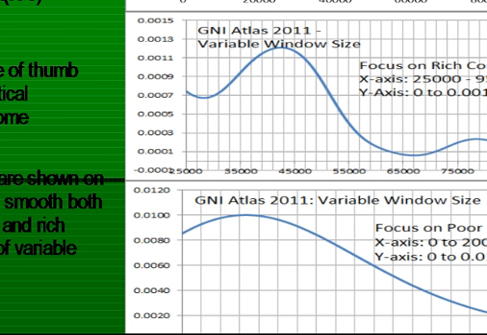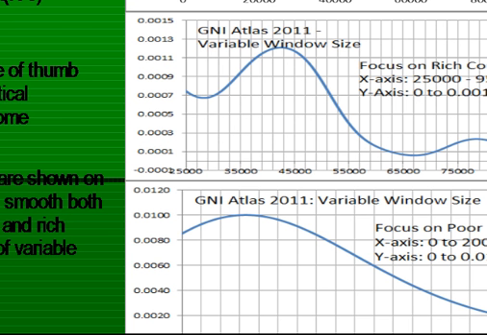So the top graph goes from 0 to 90,000. This time there is no problem in that the poor countries are smooth and also the rich countries are smooth, because the window size is being adjusted according to the country. So we use different window sizes at different points.